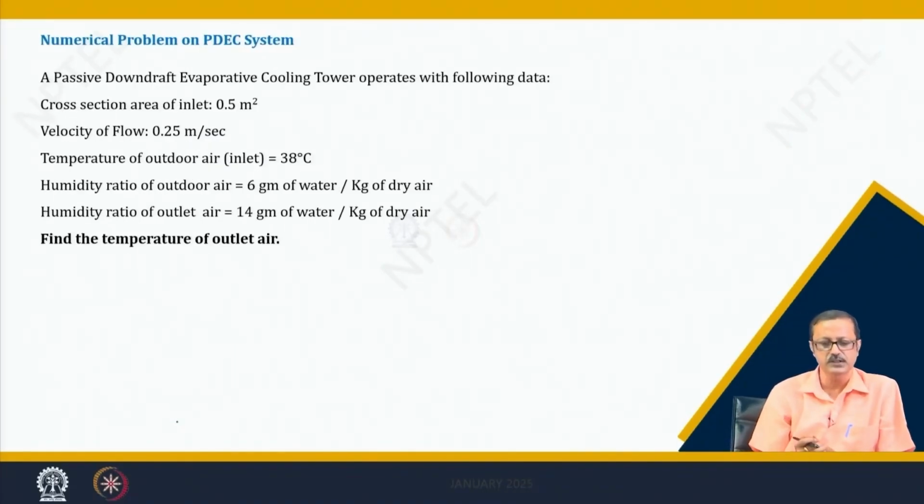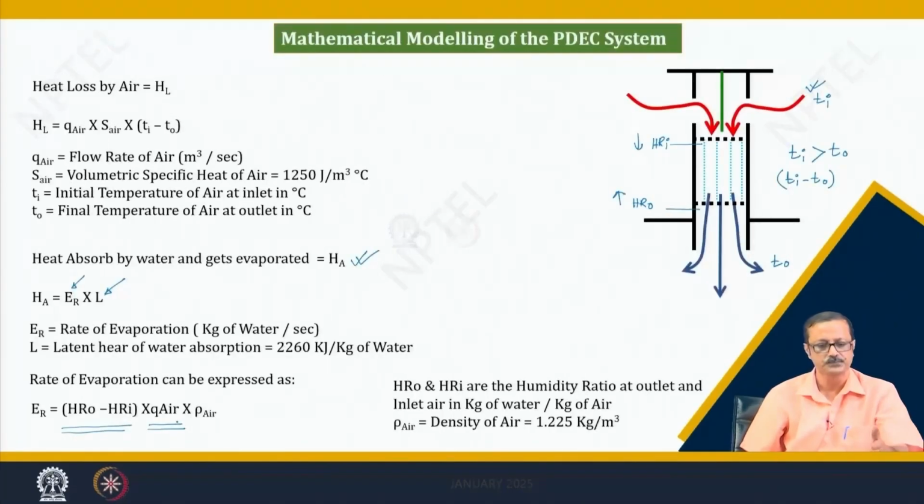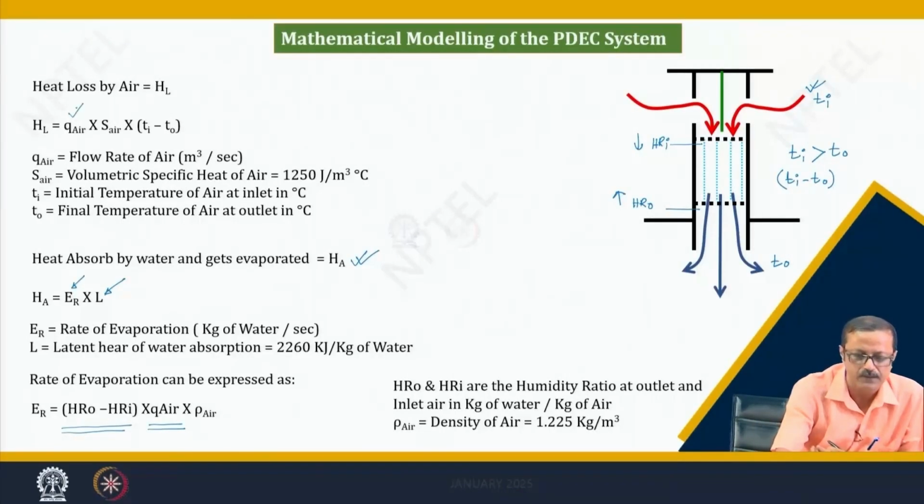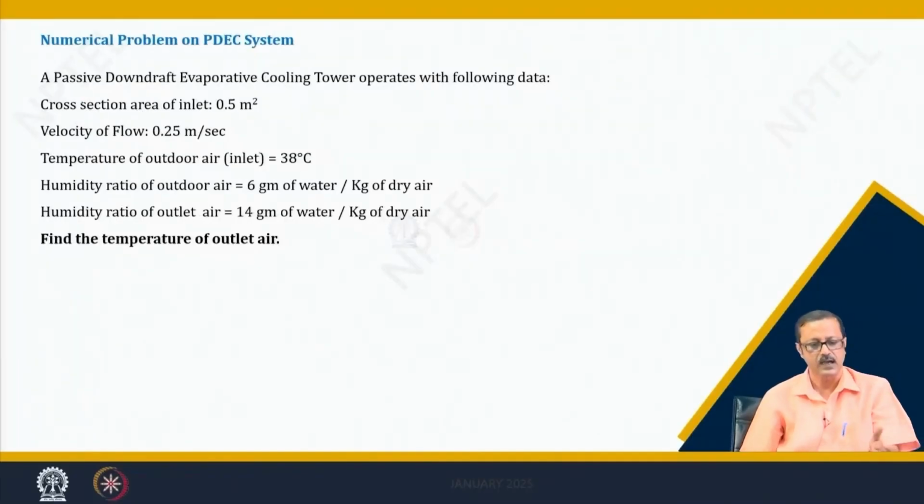So, again, a small numerical problem at the last we can solve. In a passive downdraft evaporative cooling system, I have the following data. The cross section area of the inlet is 0.5 meter square and the velocity of the air is 0.25 meter per second. So, I can find out this Q air by virtue of that. And then I also know the temperature of outdoor air is 38 degree, the humidity ratio in the outdoor air is 6 and the humidity ratio in the indoor air is 14 gram of water per kg. So, find out the outlet temperature.